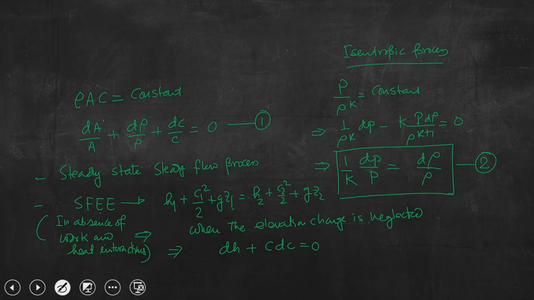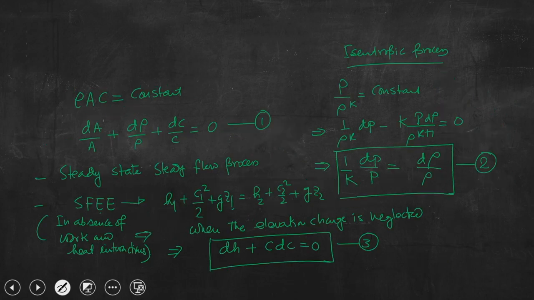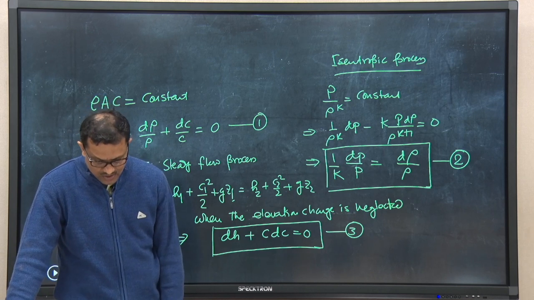So, H 2 minus H 1 or H 1 minus H 2, that is d H plus C 2 square minus C 1 square by 2, basically C d C. If we integrate this equation, we will get this one. So, d H plus C d C equal to 0. That is another equation, because we are trying to relate velocity with other properties, that is density, fluid velocity, specific enthalpy, specific volume and the pressure. Again, keep in mind that this is the flow of a compressible fluid through a duct having gradually varying area.